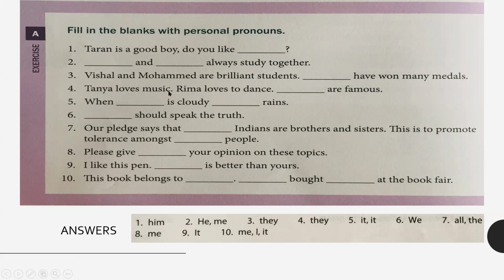Number four, Tanya loves music. Prima loves to dance. Dash are famous. Answer, they are famous. Number five, when dash is cloudy, dash rains. When it is cloudy, it rains. Number six, dash should speak the truth. Answer, we should speak the truth. Number seven, our pledge says that all Indians are brothers and sisters. This is to promote tolerance amongst the people. Number eight, please give dash your opinion on these topics. Answer is me.